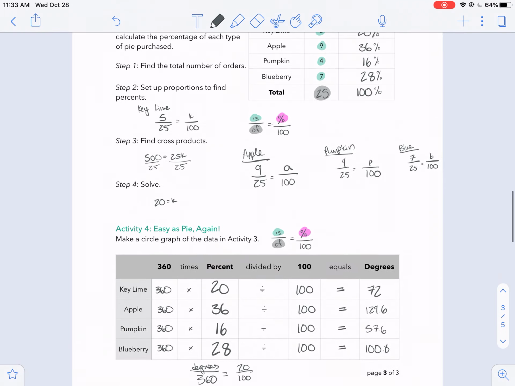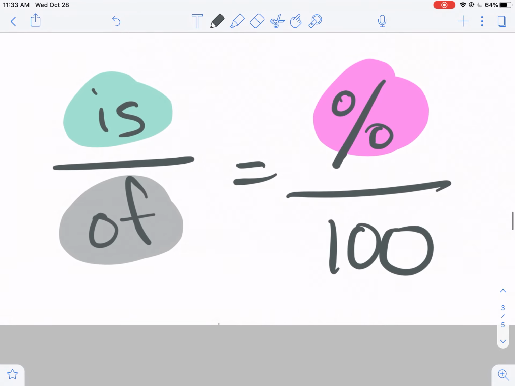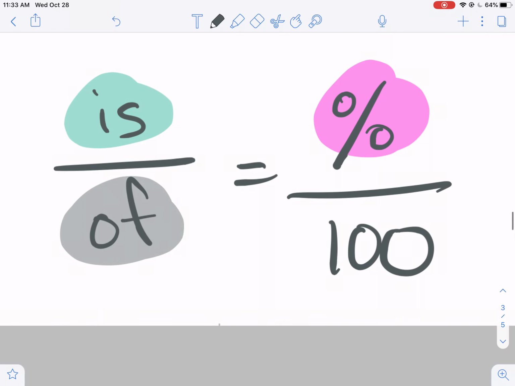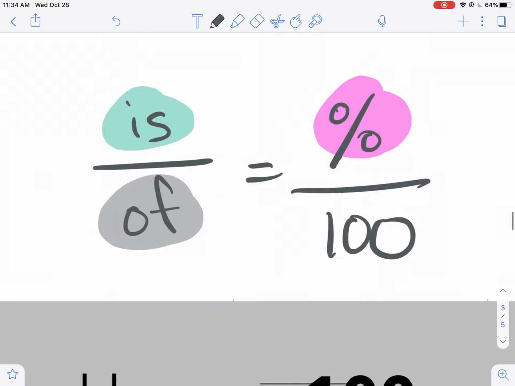We did it. We made a circle graph using proportions. It was a great find. This is your key idea of the day. Is over of equals percent over 100. Write it on your homework. Love it. Maybe get a temporary tattoo or paint it on your binder. Is over of equals percent over 100.